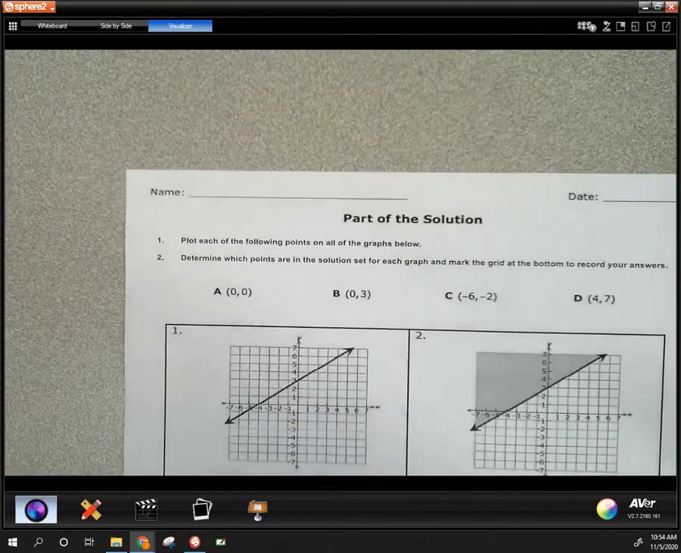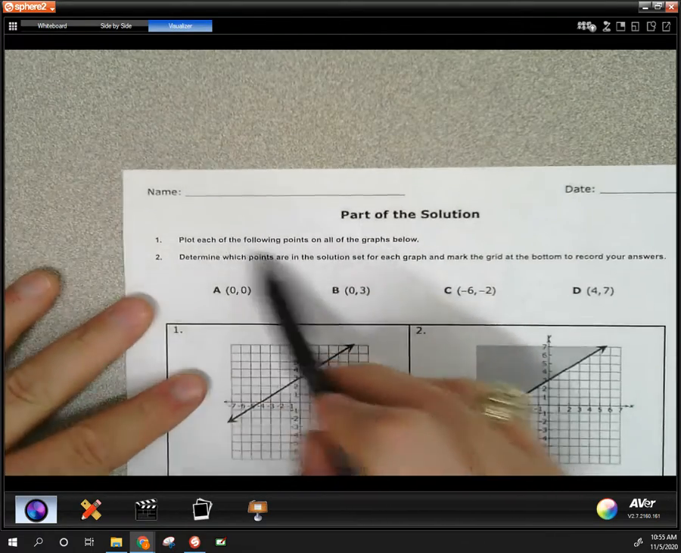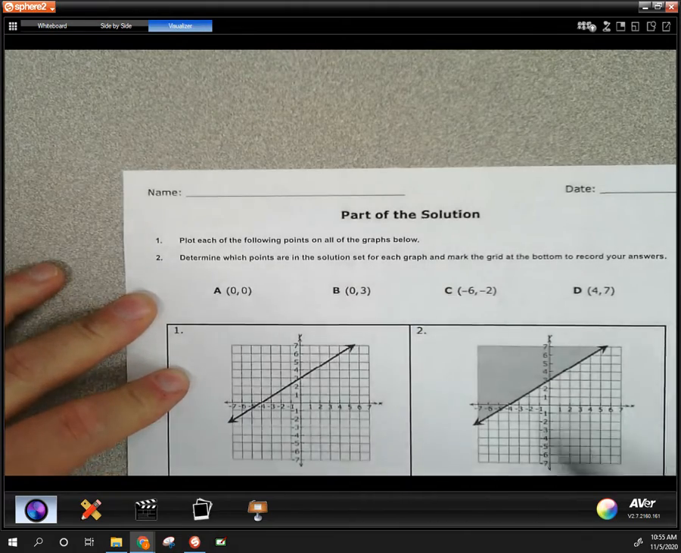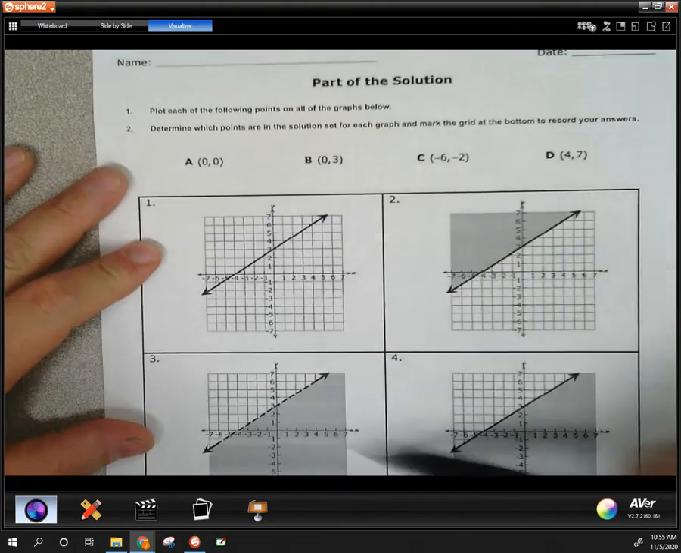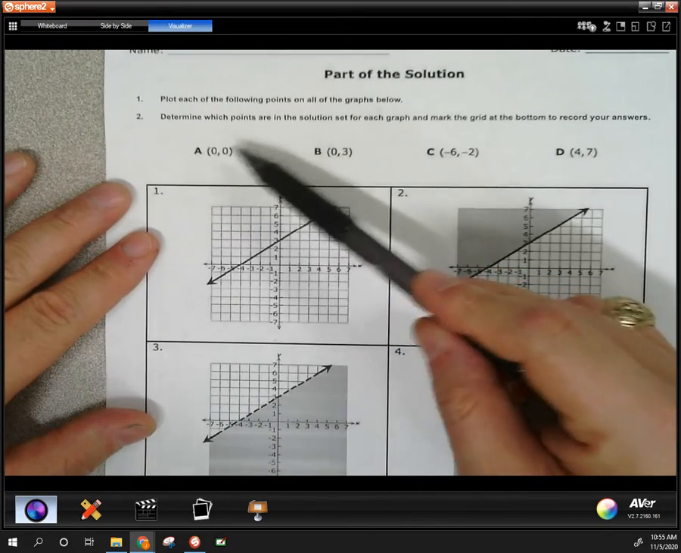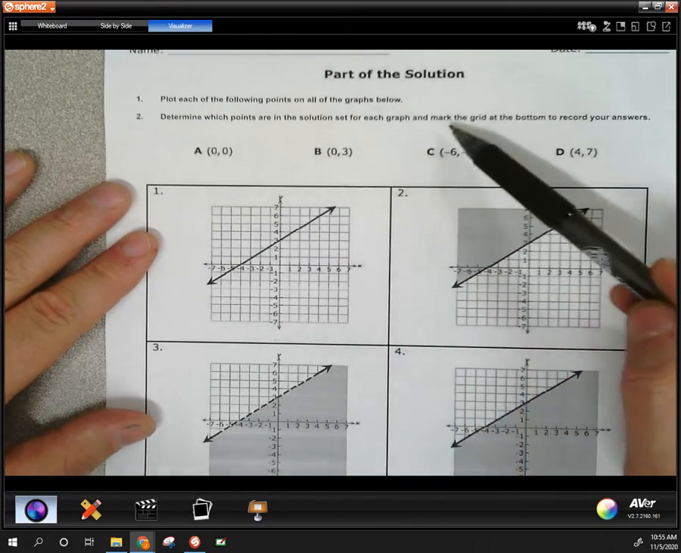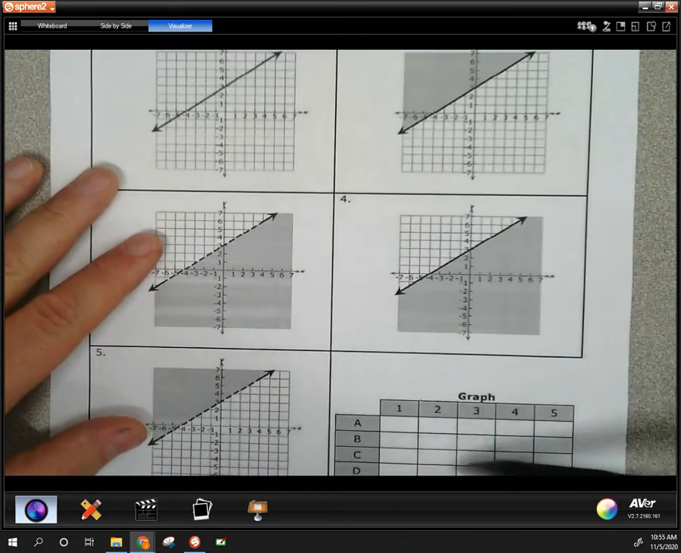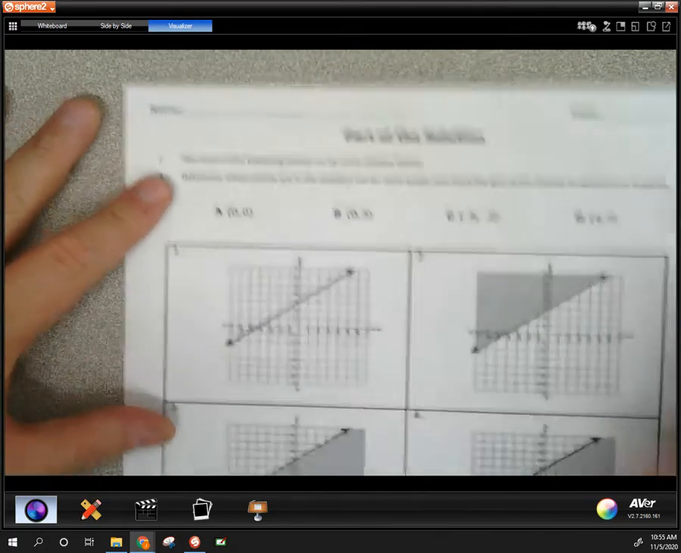Then we're going to work the first one on the back here, just so you know how the activity works. Here it says plot each of the following points on all of the graphs. You're going to do this for all 5 problems. Then determine which ones are in the solution set and mark the grid at the bottom. So we have this grid down here. We'll plot these points.